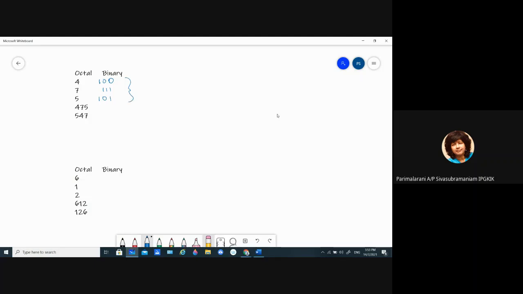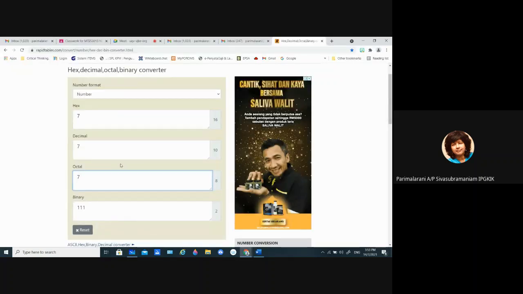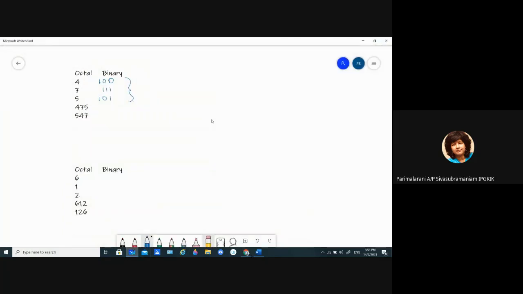So octal 475, let's look at what 475 is first. What is 475? It is 100111101. This is what the calculator gives us for 475. So when we go back here, we got 475 is 100111101. So from these steps here, what do you think is 547?